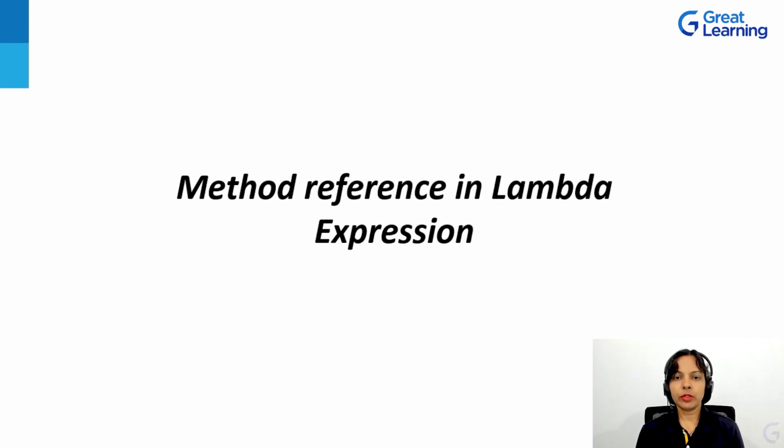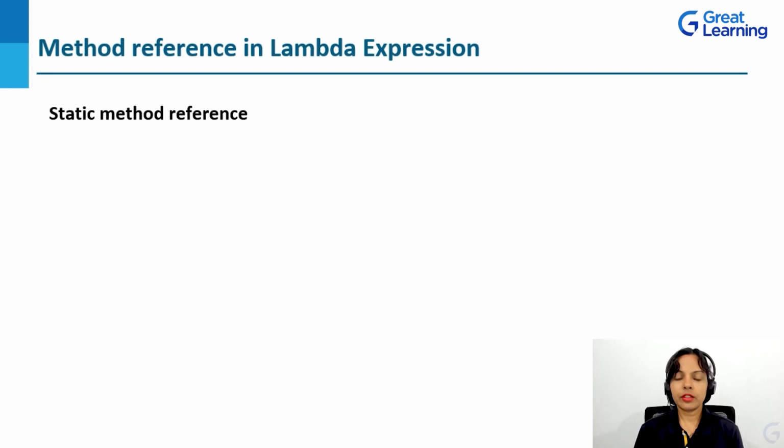Now let me talk about method reference in Lambda expression. Method reference means how can you refer to any defined method in Java programming from Lambda expressions. There are two variations for it. One is static method reference, another is your instance method reference. So first I'll talk about static method reference. Let's understand this with the help of an example.